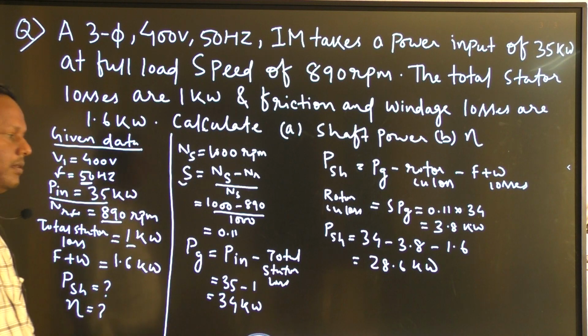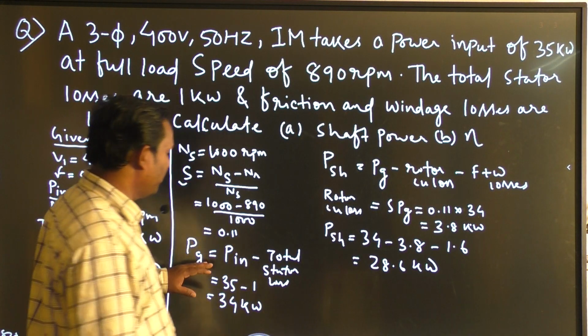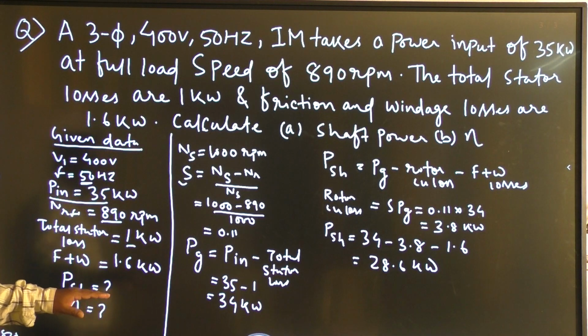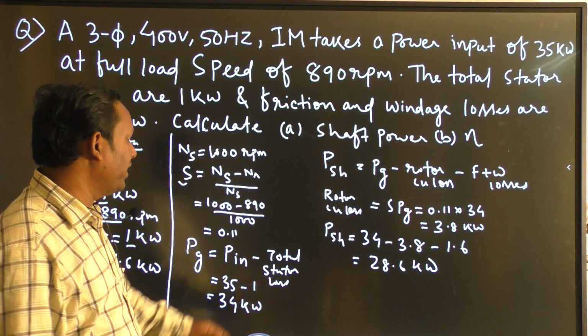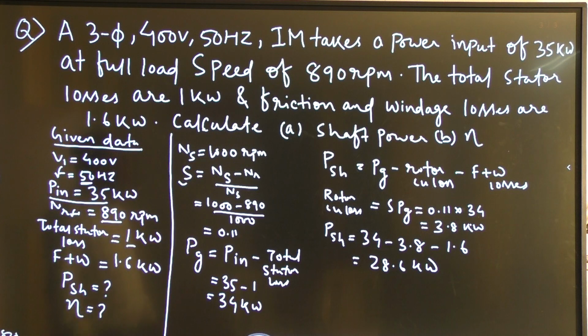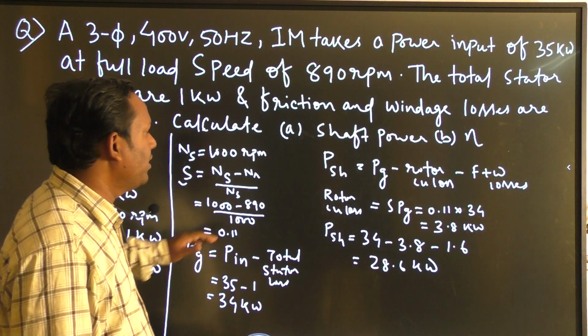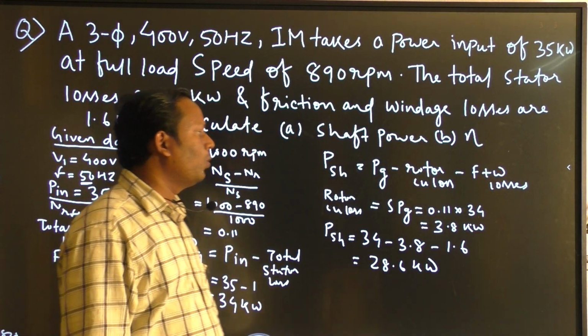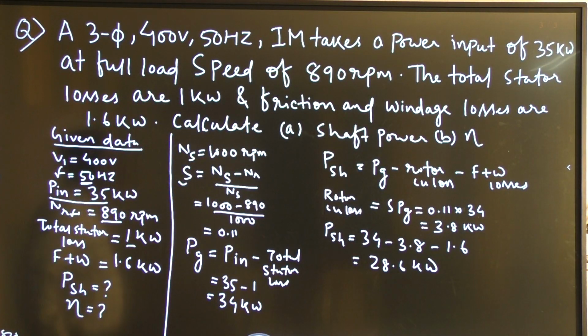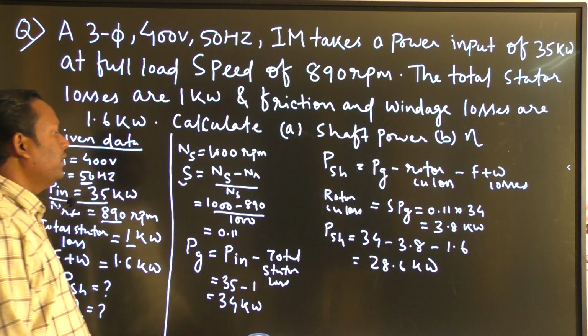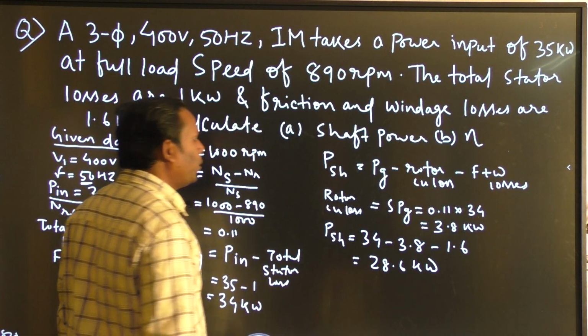PSH, it is from the air gap power. How we find the air gap power? It is the input stator power minus the total stator losses, that will give the input power to the rotor, that is known as air gap power. From the air gap power, we are subtracting the rotor copper loss and friction and windage losses to find the shaft power.